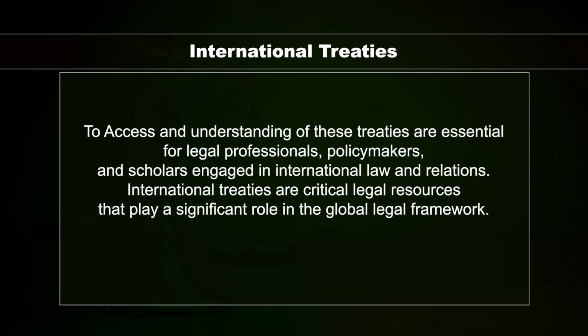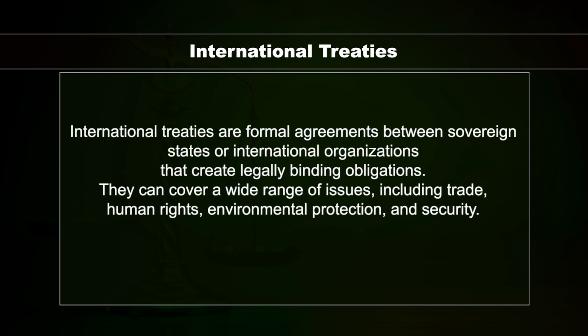Access to and understanding of these treaties are essential for legal professionals, policymakers and scholars engaged in international law and relations. International treaties are critical legal resources that play a significant role in the global legal framework. International treaties are formal agreements between sovereign states or international organizations that create legally binding obligations. They can cover a wide range of issues including trade, human rights, environmental protection and security.